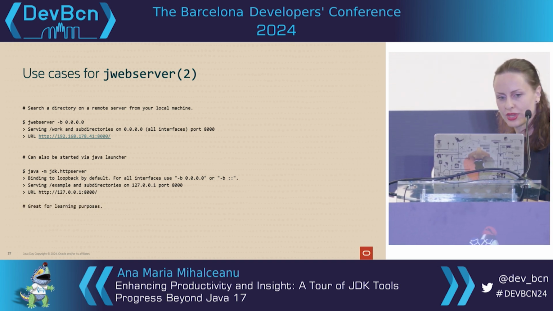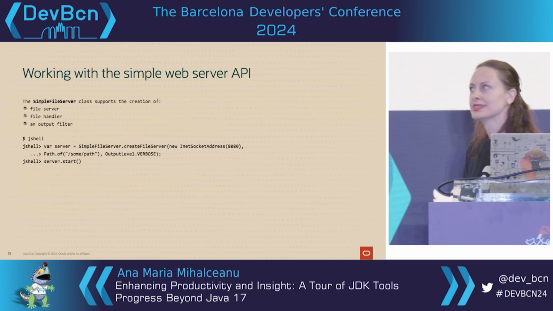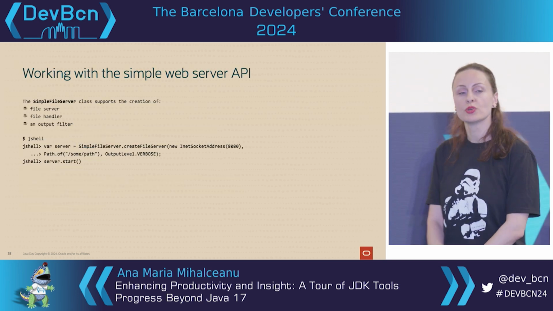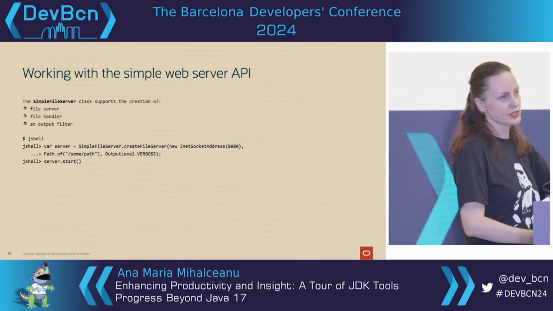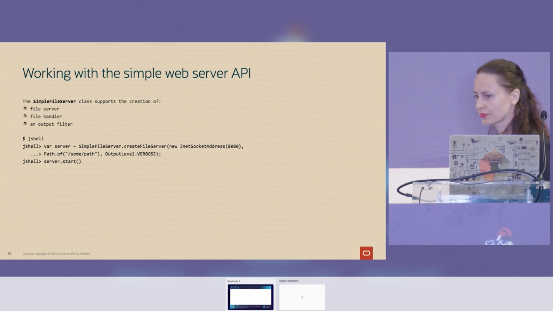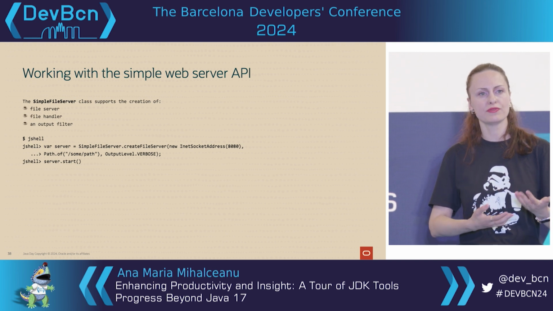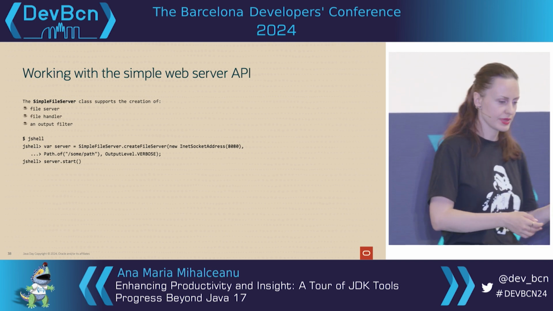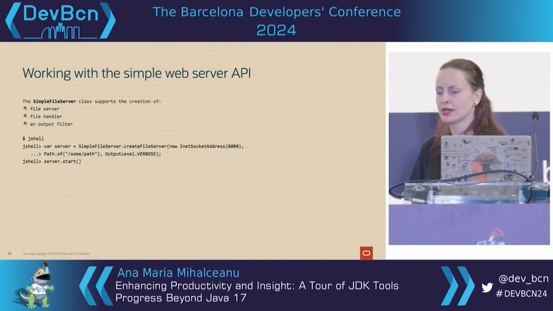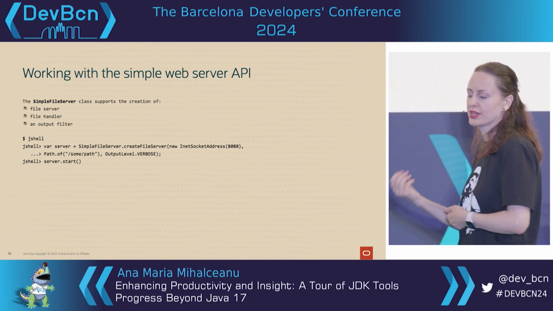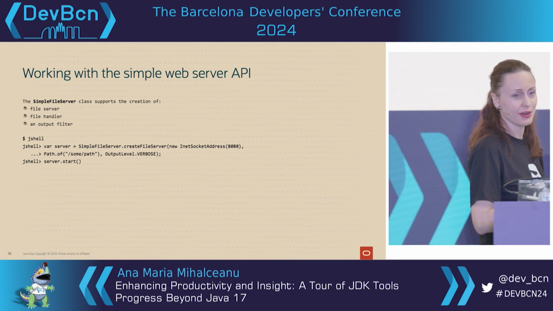Another cool thing about it is that it's good for learning as well, but it has its own API, so it's programmable. You can make your own API that can serve you files in a desired way. So it's a simple web server class that can help you if you need a file server on the spot. It also has a way to handle files, and is great whenever you need to fast prototype something very easily. And you can even run it in JShell, like in the example here.